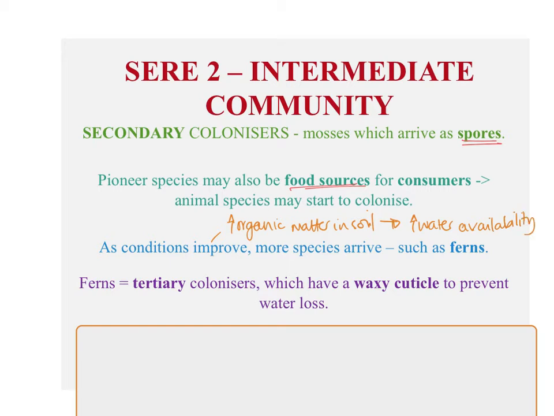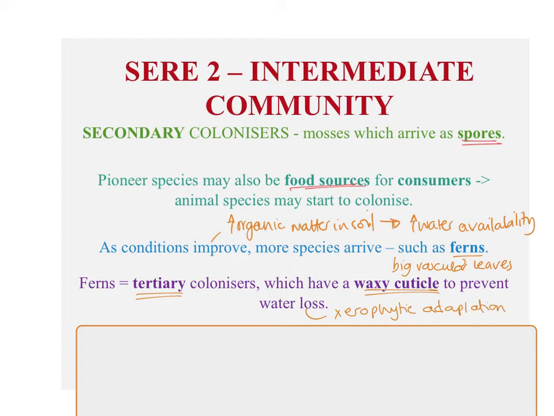We're going to get even more complex species. Big ferny plants, those with big vascular leaves, are now going to be able to come into our area. And these ferns are what we call tertiary colonizers. And the ferns as well are quite waxy. So they've got a thick waxy cuticle to prevent water loss. That's one of those xerophytic adaptations, remember, the ones that we spoke about a while ago.